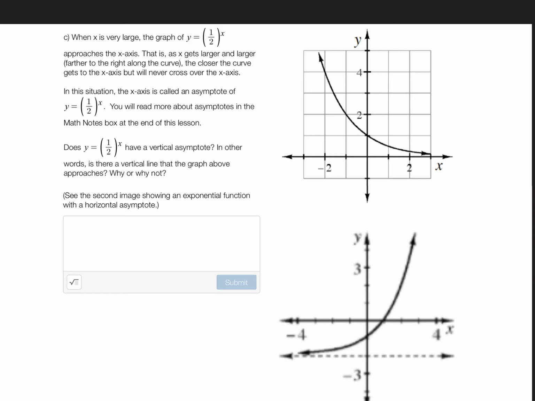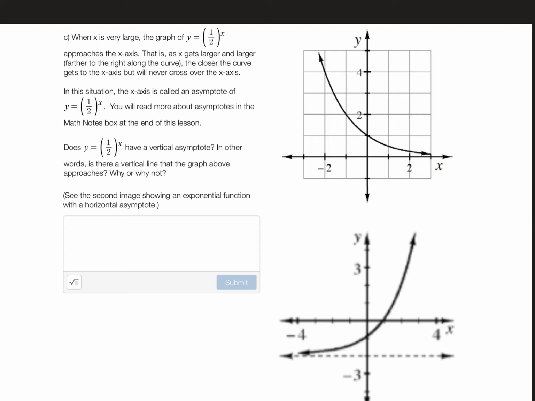So this time when x is very large, the graph of y equals 1 half to the x power approaches the x-axis. That is, as x gets larger and larger and larger, farther to the right, the closer the curve gets to the x-axis, but will never actually cross the x-axis. In this situation, the x-axis is called an asymptote. So you'll read more about those a little bit later.